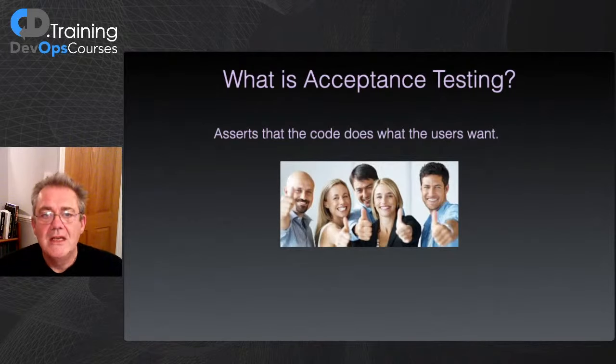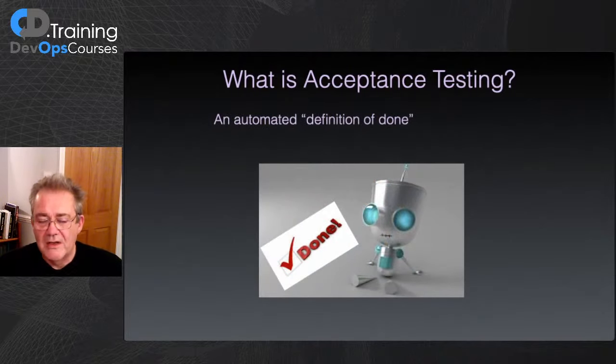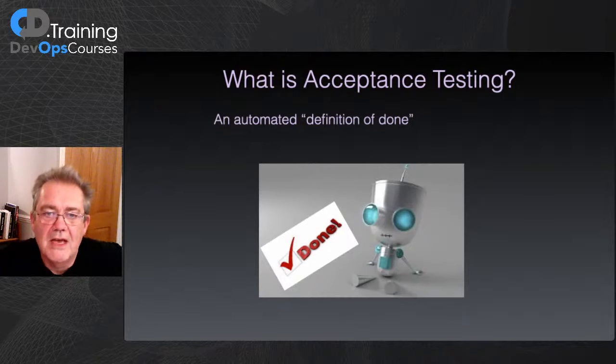And so in a continuous delivery sense, when we're talking about acceptance testing, what we're really describing is automated testing, but from the perspective of a user of the system. We're trying to evaluate the system in lifelike scenarios from the perspective of a user. So we want to assert that the code does what our users want of it.